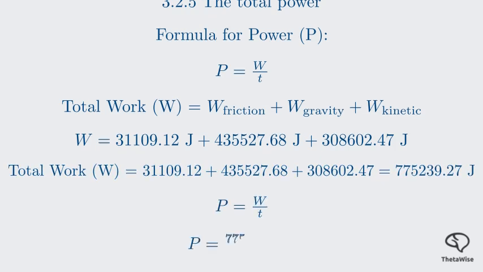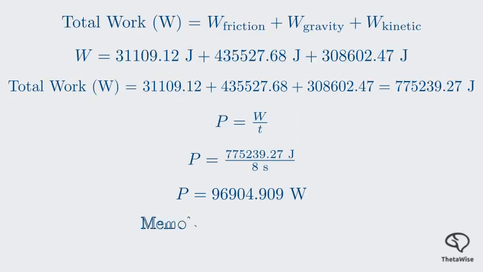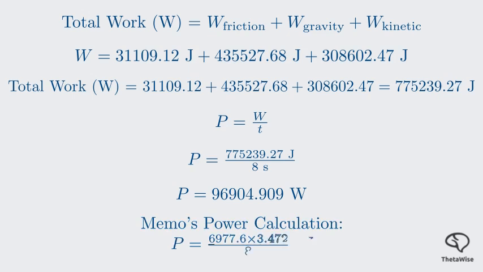Now we can use this total work to calculate the power. Power P equals 775,239.27 joules divided by 8 seconds. This gives us 96904.909 watts. The memo, however, has a different calculation. Let's examine it. The memo calculates power as 6977.6 newtons times 3.472 meters per second, all divided by 8 seconds.